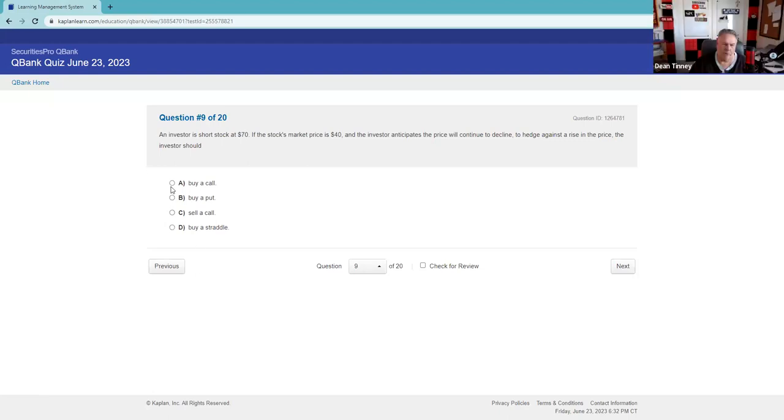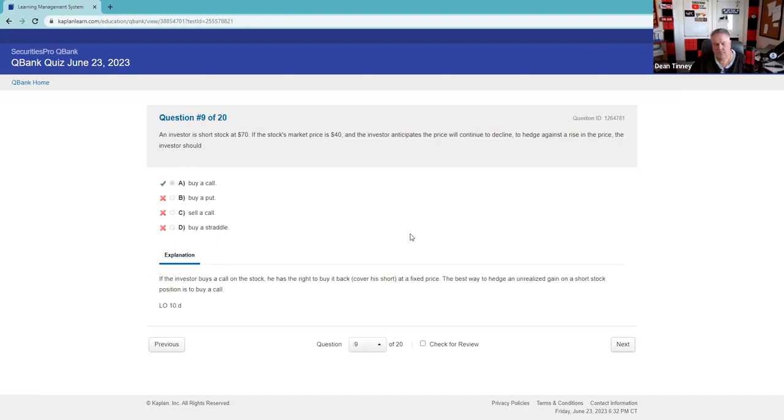What type of order could you use as well? Since you're short, you could enter a buy stop order. So there's two risk mitigation strategies here, right? Buy a call or enter a buy stop.